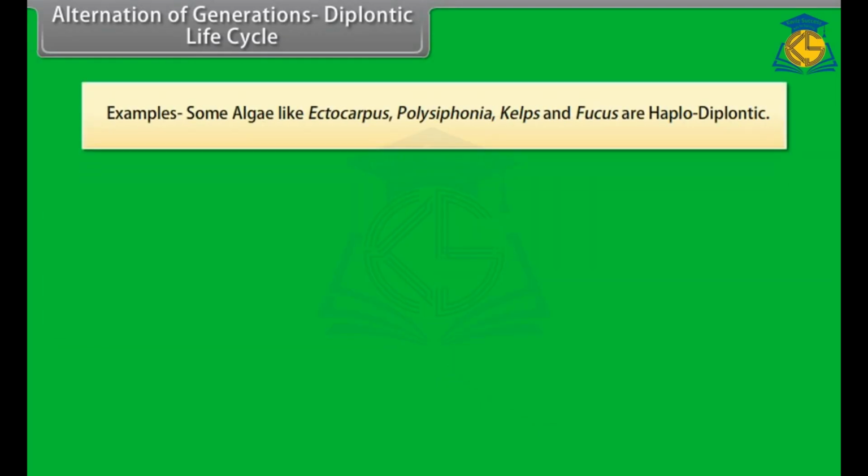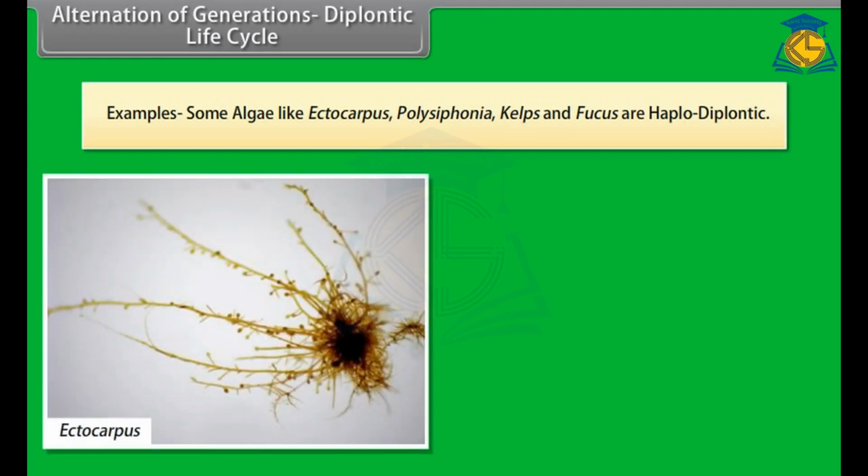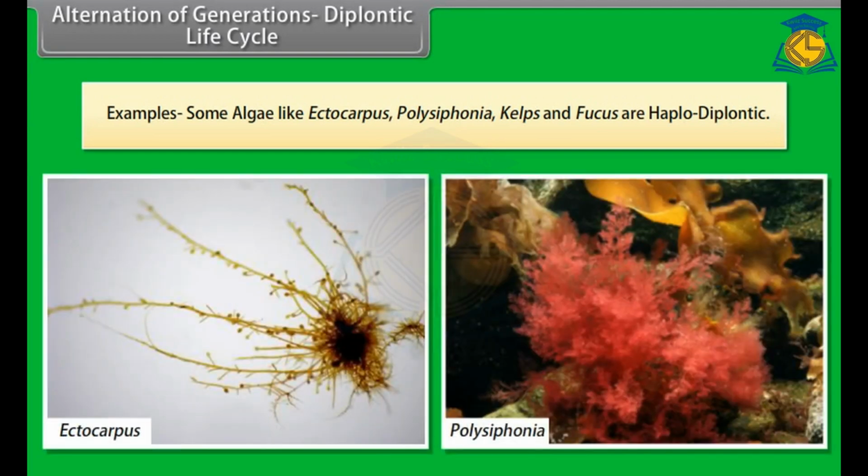Examples: some algae like Ectocarpus, Polysiphonia, and kelps are haplodiplontic. Alternation of generations: haplodiplontic life cycle.